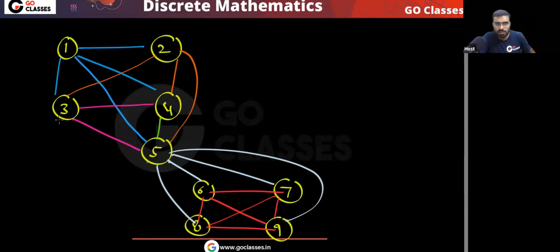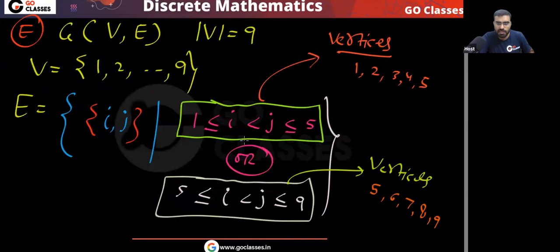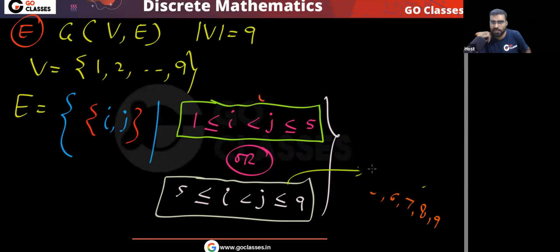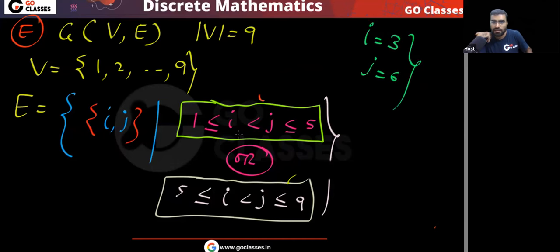Okay. What about 3, 6? Will they satisfy this condition? Very simple question I am asking. For example, if I put i equal to 3 and j equal to 6, is this condition satisfied? No.